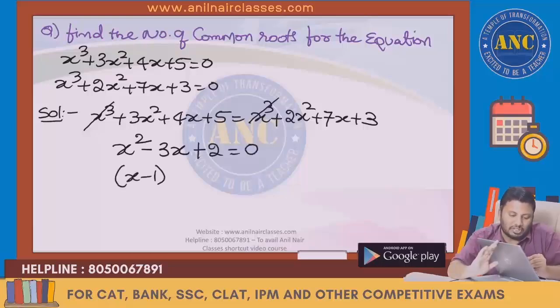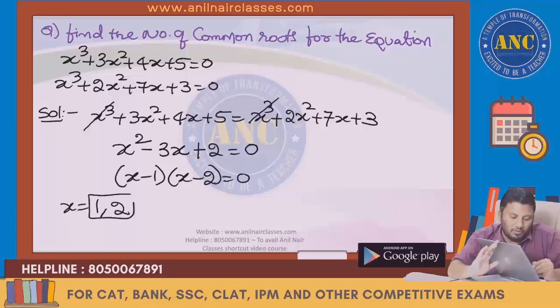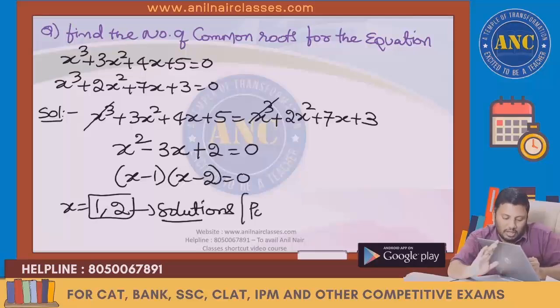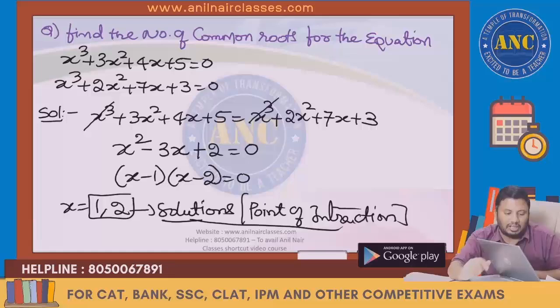So x minus 1 into x minus 2 equivalent to 0. X is nothing but 1 comma 2. These are nothing but the solutions. Why is it a solution? Because I am equating both of them. If I am equating both of them, I will get the point of intersection.